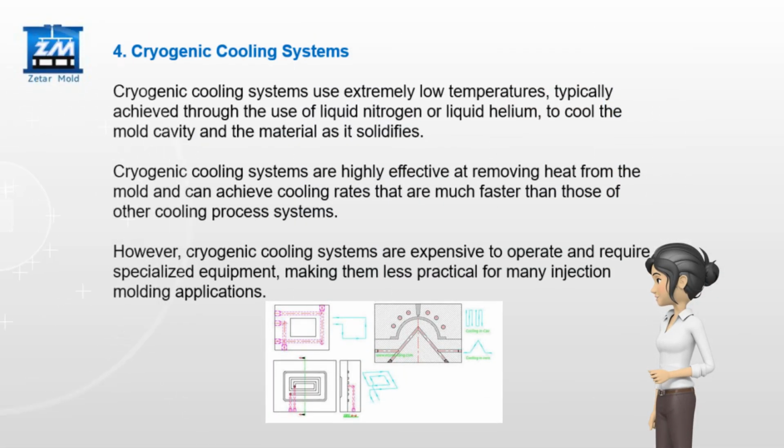Cryogenic cooling systems. Cryogenic cooling systems use extremely low temperatures, typically achieved through the use of liquid nitrogen or liquid helium, to cool the mold cavity and the material as it solidifies. Cryogenic cooling systems are highly effective at removing heat from the mold and can achieve cooling rates that are much faster than those of other cooling systems. However, cryogenic cooling systems are expensive to operate and require specialized equipment, making them less practical for many injection molding applications.